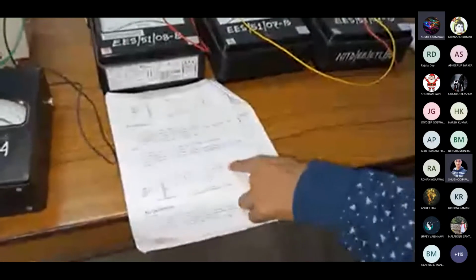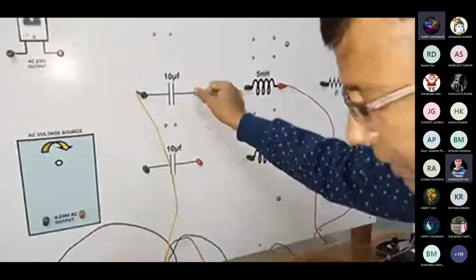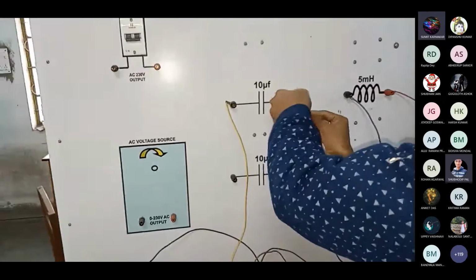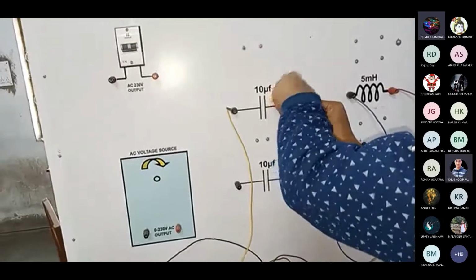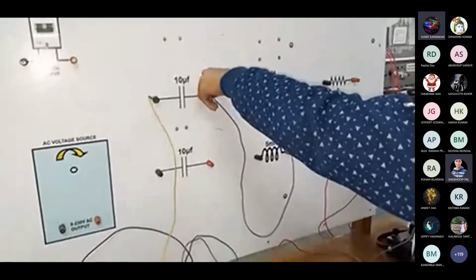Then from L we have to connect the C. So if we connect this point to this, then the other end of the C is coming to where? The reference voltage common point. You can see we have connected it to the reference point. So we have to connect this one. Let us take a wire, so we will be connecting it. So our series RLC circuit is ready.